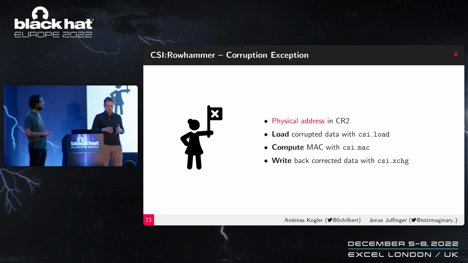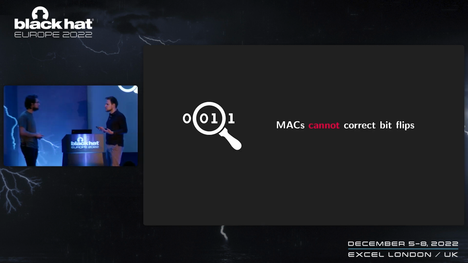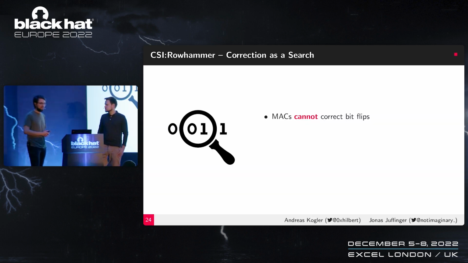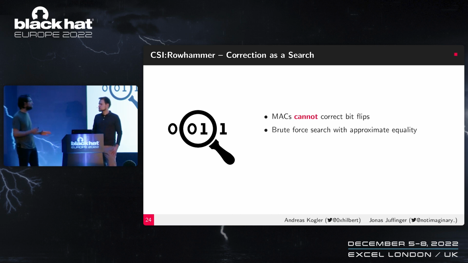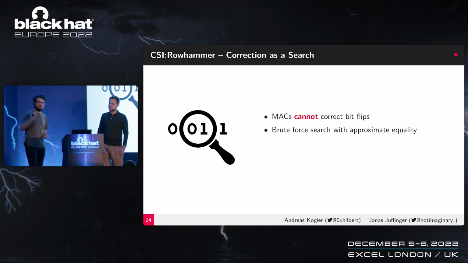Yes. But still, we're going back to the error correcting code case. We're now using a MAC. A MAC cannot correct bit flips. That's true. So this is why we do only a best effort correction. The only thing we can really do is brute force search with approximate equality. So brute force search means we flip 1 bit, we compute the MAC, we compare it. We flip the next bit, we compute the MAC, we compare it, until we flip the correct bits, the MACs match, and we are happy. We know that we corrected the data.